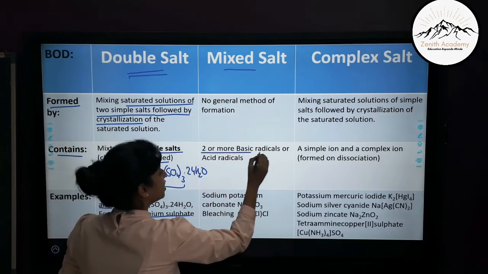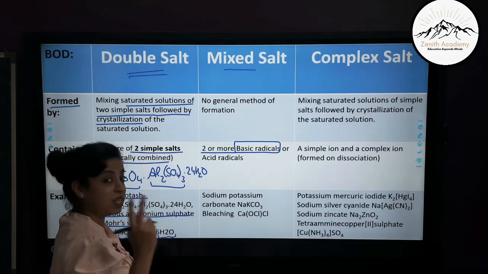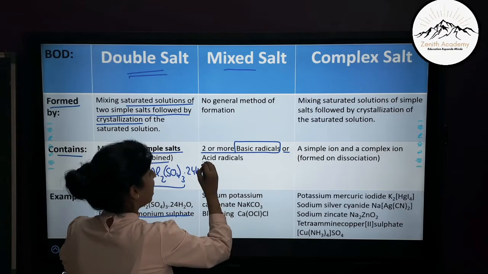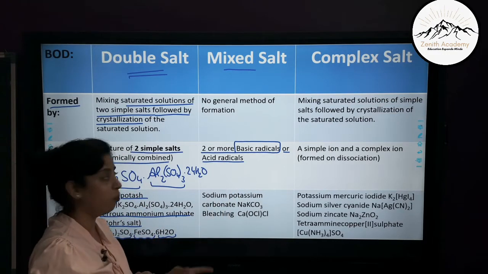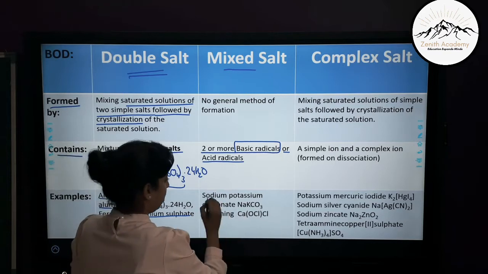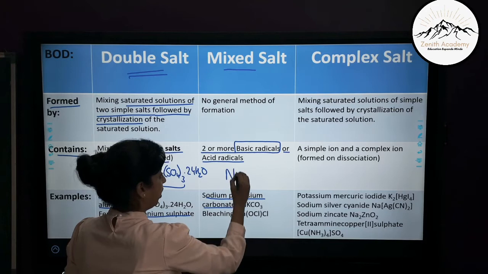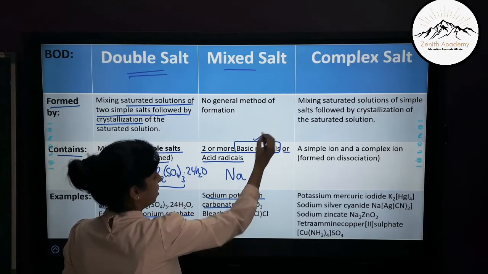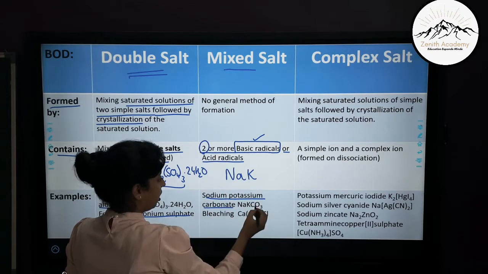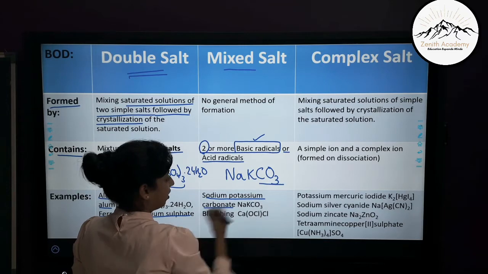or more basic radicals. Okay, there has to be two or more basic radicals. Basic radicals are metallic radicals, or you can say acidic radicals. So there has to be two or more basic radicals or acid radicals. So here, sodium potassium carbonate is an example. There is sodium, which is a basic radical, and there is potassium. So there are two basic radicals, and there is CO3, which is an acid radical.